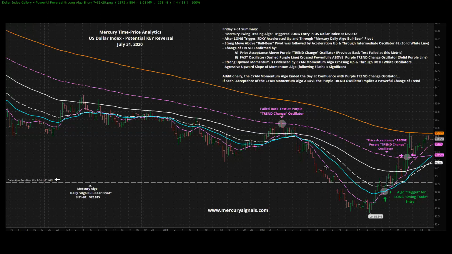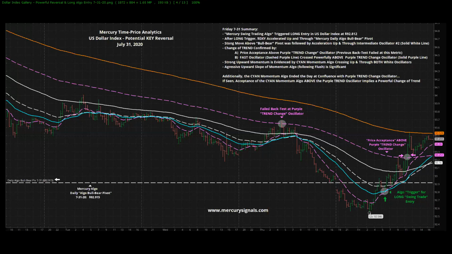Now, this purple dashed oscillator is the fastest one on here. And then as they get progressively longer, here's the momentum algo. Then you have a couple of intermediate algos. So this is the fastest, then the momentum algo, then the dashed white line, then the solid white line, and then this dashed purple is the trend oscillator. Well, what happened here on Thursday? It tried to get price acceptance above the trend oscillator, and you got one final flush.